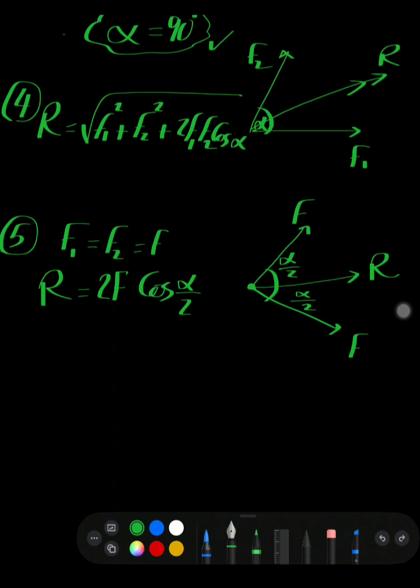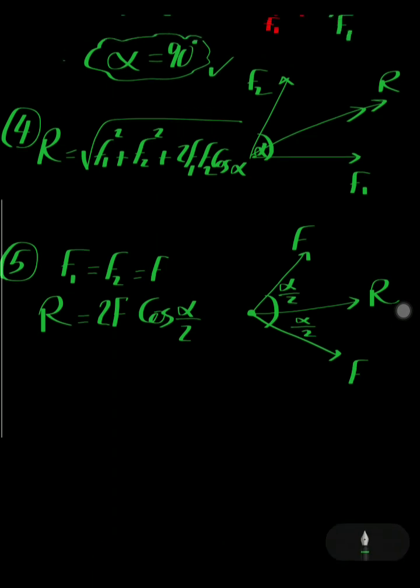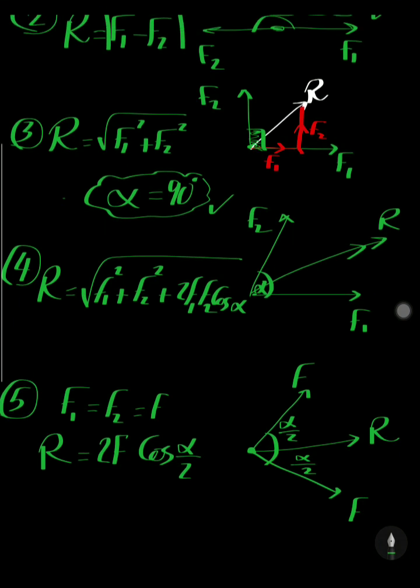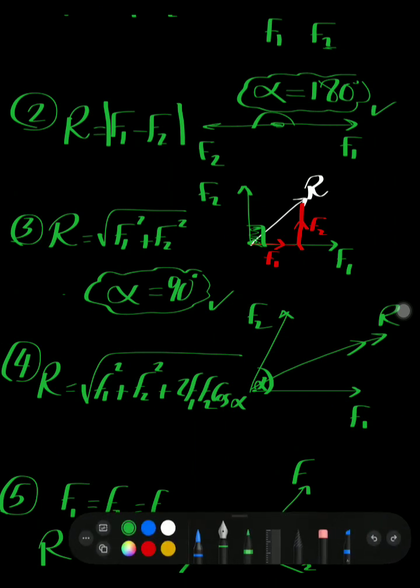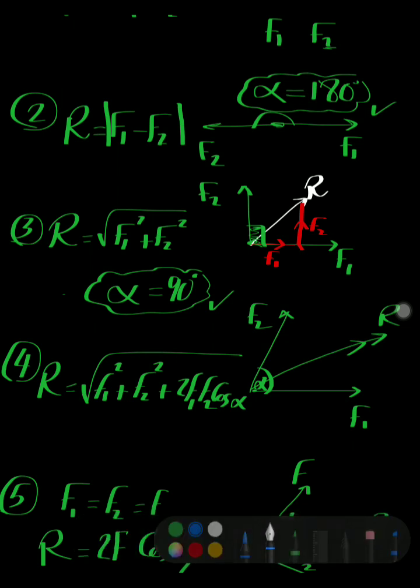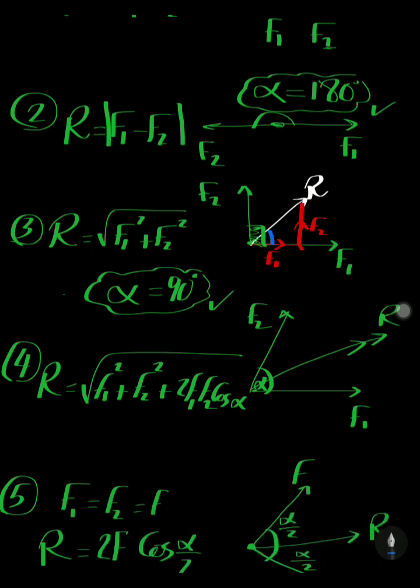Now, how can we find the direction of resultant? Direction of resultant means the angle between resultant and the first force, or the angle between resultant and the second force. How can we find the angle between resultant and F1 in this case, if the two forces are perpendicular? The angle between resultant and the first force F1 is denoted by this symbol, theta 1. The angle between resultant and F2 is denoted by theta 2. How can we find the theta 1 or theta 2? To find the theta 1 or theta 2, we use tan theta.